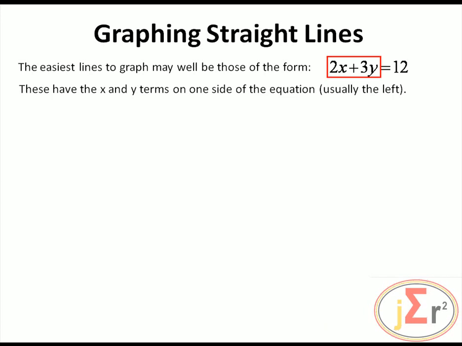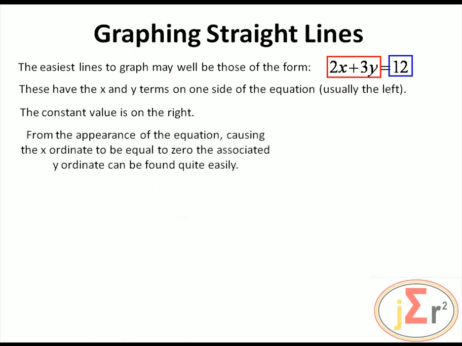There you have it, it is highlighted, the 2x plus 3y. Those are on the left-hand side of the equation, and that makes it easy to graph the lines. And also, of course, the constant value is on the right. From the appearance of the equation, causing the x-ordinate to be equal to 0, the associated y-ordinate can be found quite easily. So we have our equation right there.